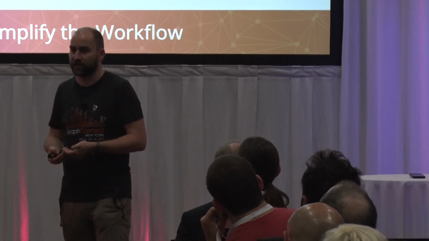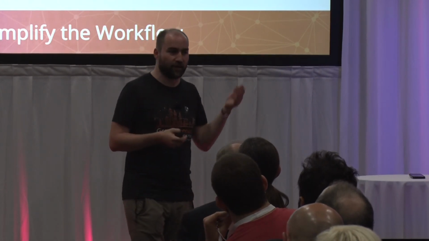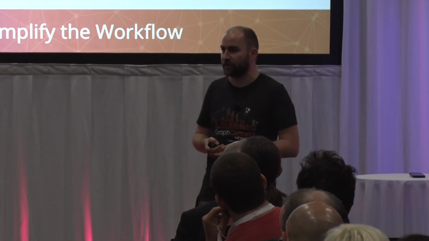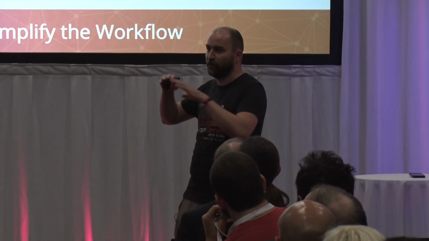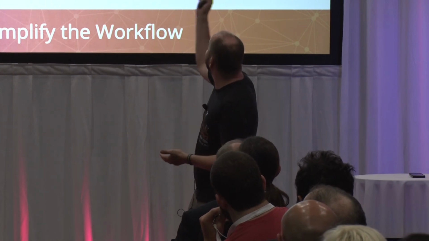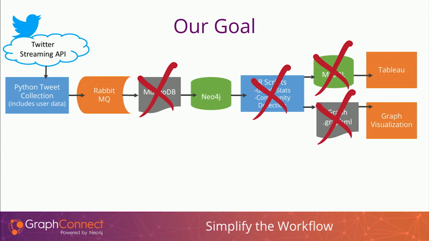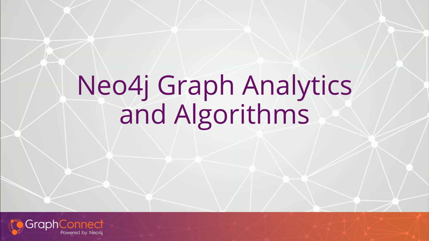So there's a Tableau connector for Neo4j that you can use, and we can stream graph data directly to Gephi now as well. So there's also no need to export it as GraphML first. We can simplify the whole workflow into like 3-4 components, and I think that's much more manageable for someone getting started with the whole graph analytics problem.